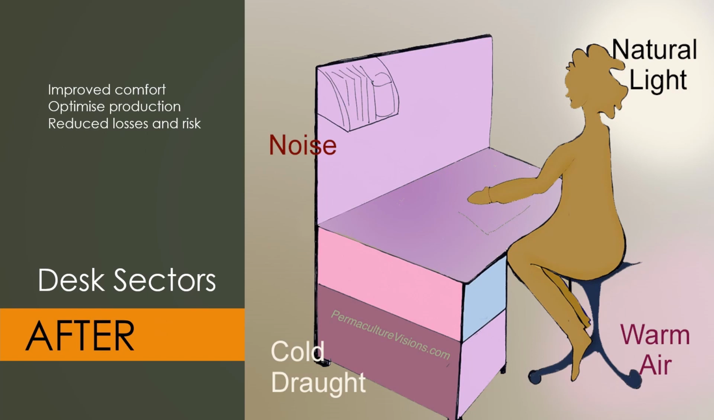And if we flip the desk now, the worker has natural light on her right-hand side. The noise is behind the back of the desk. The cold draft is blocked by the drawers, and she has warm air at her feet.